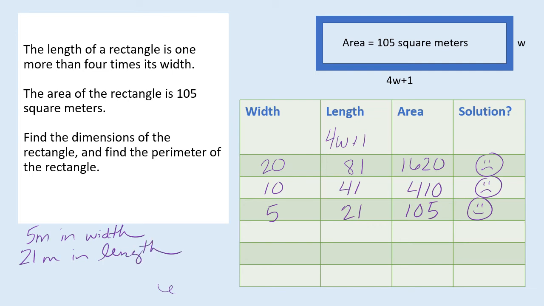The guess and check table keeps us organized. It allows us to make guesses, and then the guesses get more educated as you move along, and then you just keep repeating the process until you find the solution that works for whatever scenario you have.